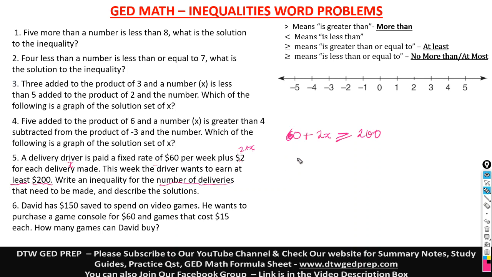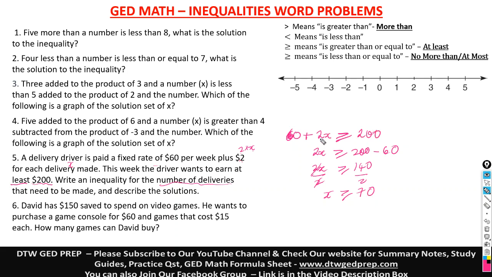Now we have to solve. Okay. So we take 60 to this side. We have now 2x greater than or equal to 200 minus 60. That will give us 140. We divide by 2, divide by 2. Our x will be what? 140 divided by 2 is 70. So at least he should make what? 70 deliveries if he wants to make 200.